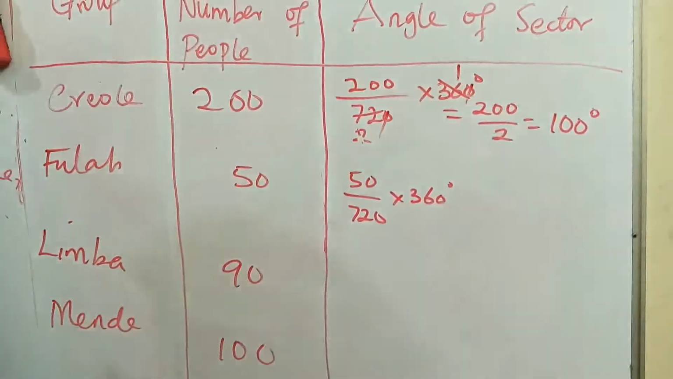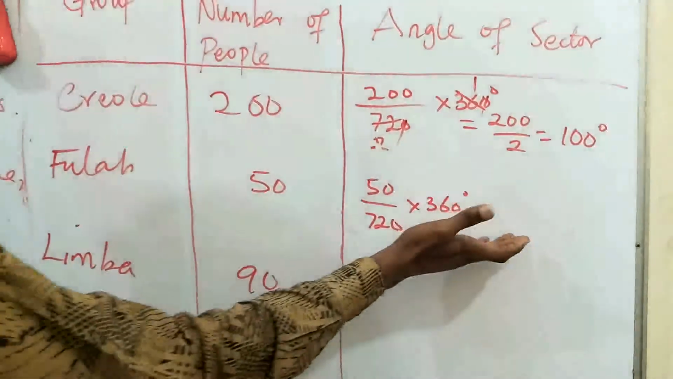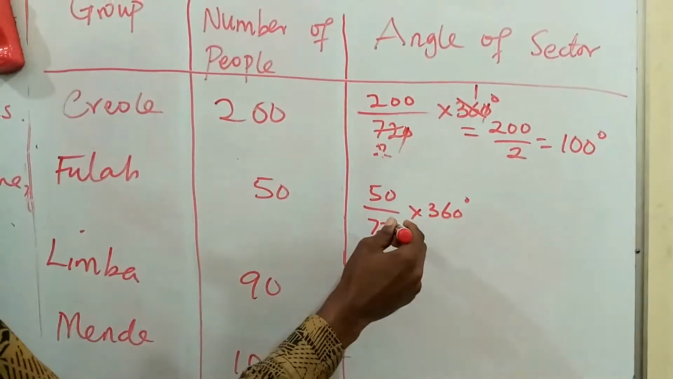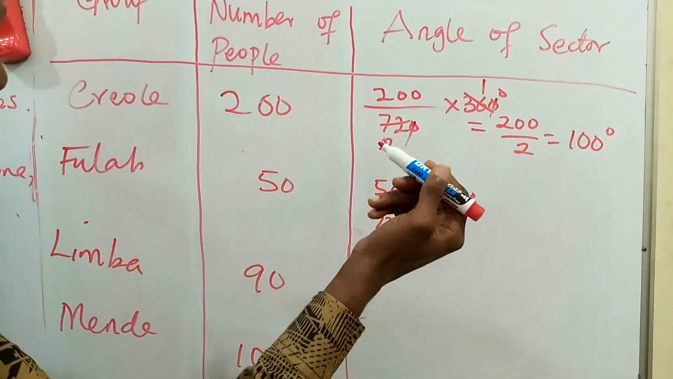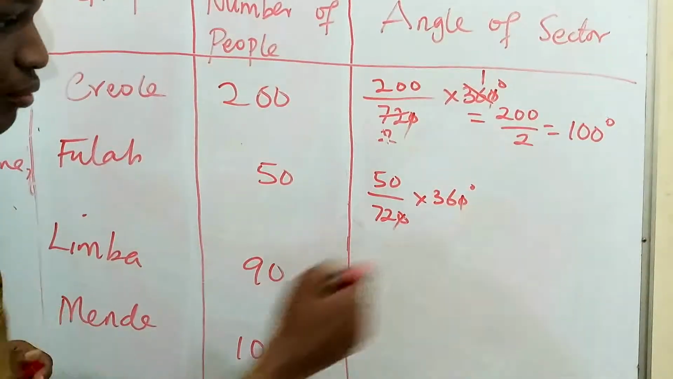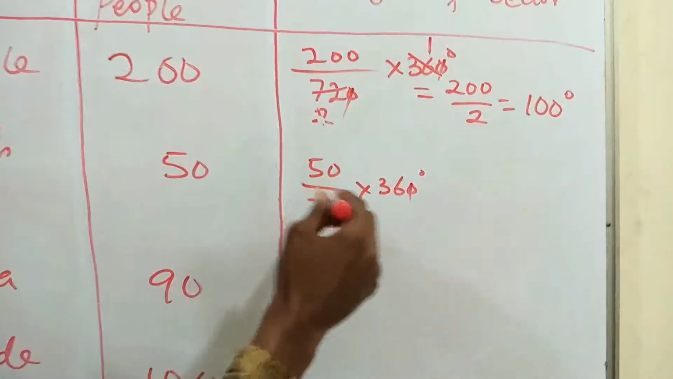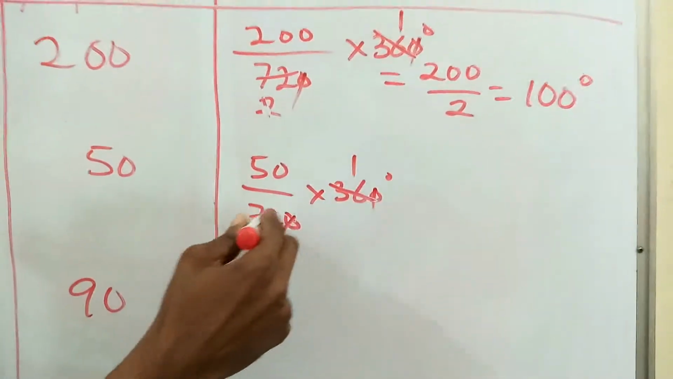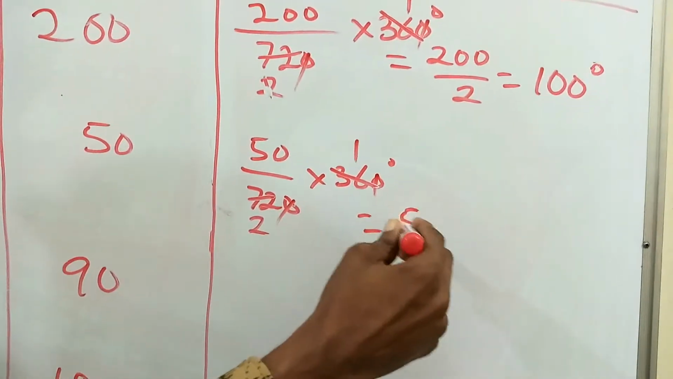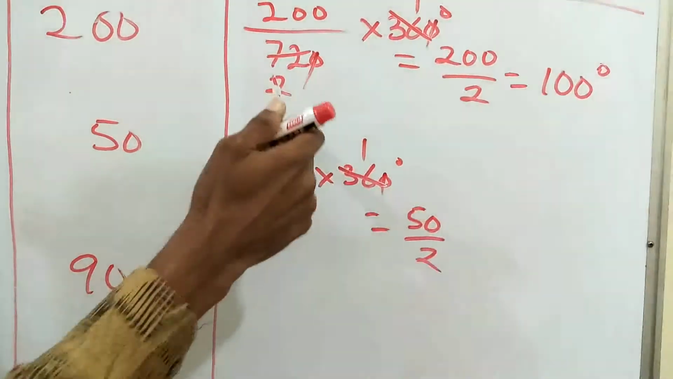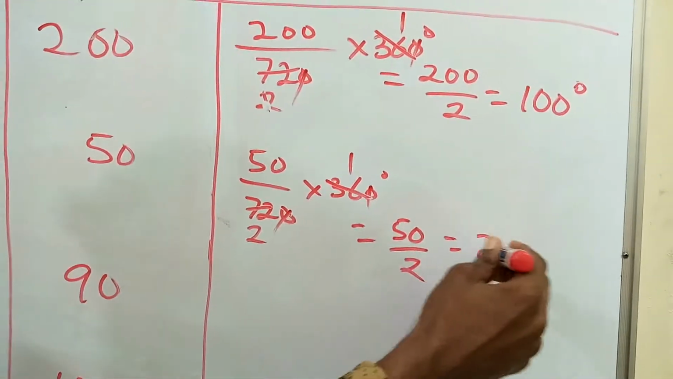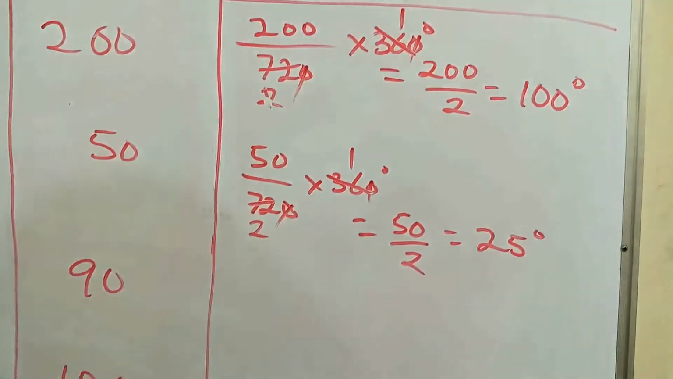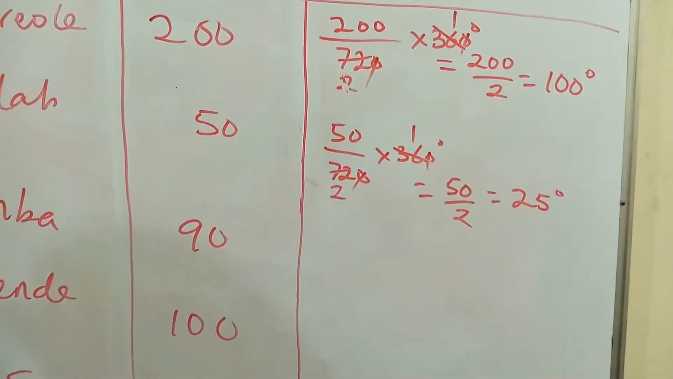50 all over total number of students, then times 360 degrees. How do we cancel? Here and here we go. Here is 1, we have 2. 50 all over 2 is left. 50 over 2, that's 25 degrees. So the angle of sector for Fula is 25 degrees.